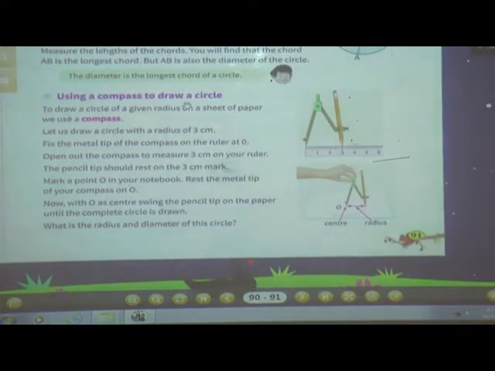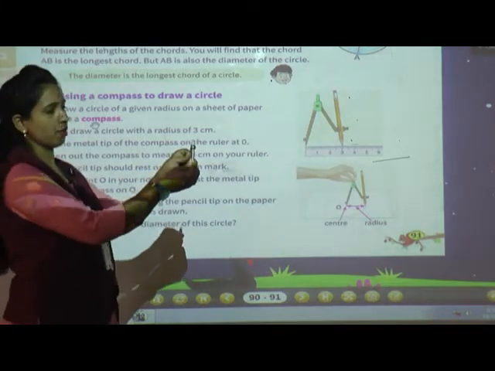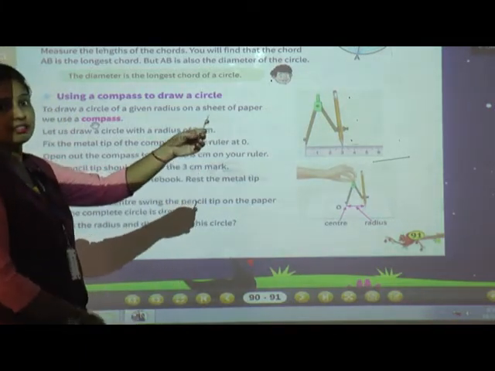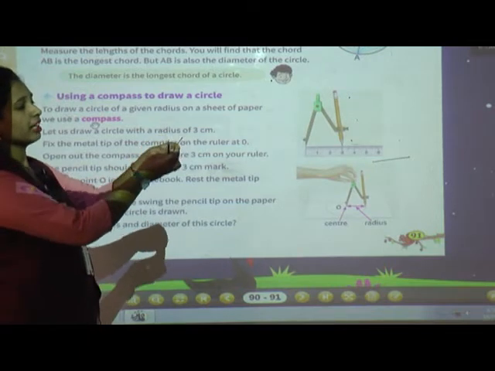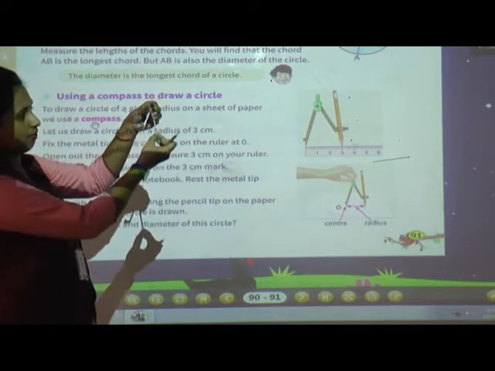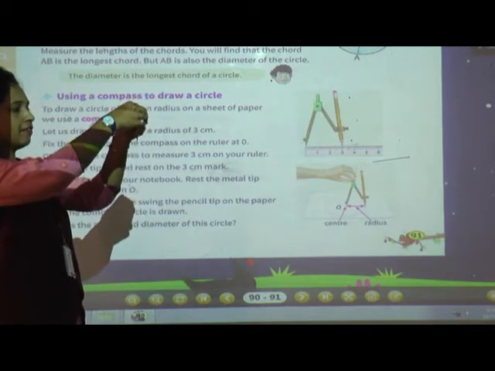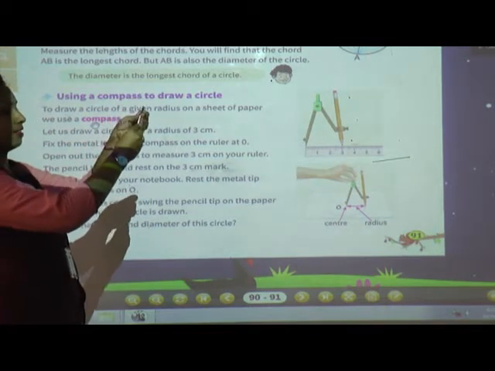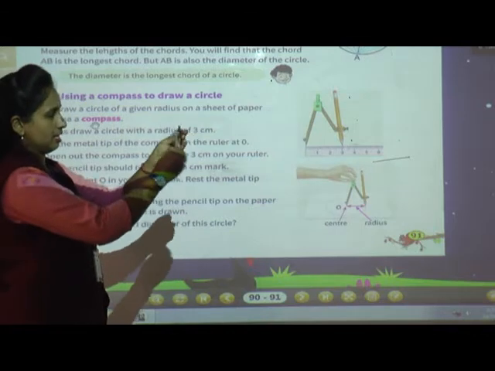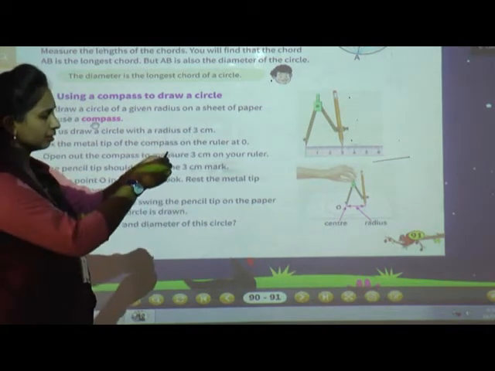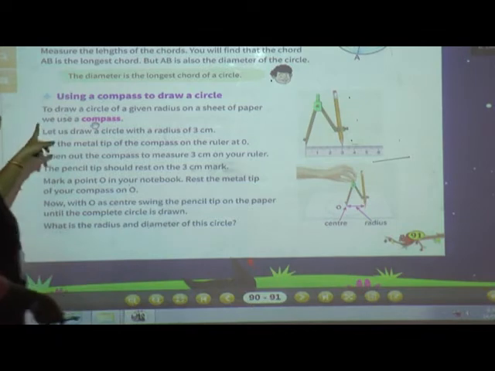Now using a compass, draw a circle. To draw a circle of the given radius on a sheet of paper, we use a compass. Now what is a compass? See, this is a compass. A compass has two arms. One is a steel arm and in the other we have to fix a pencil, isn't it? And what we have to do?